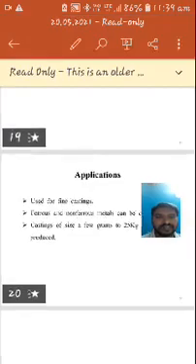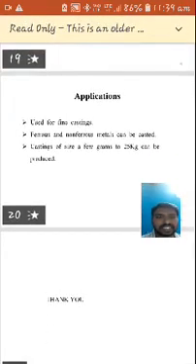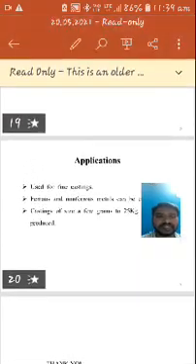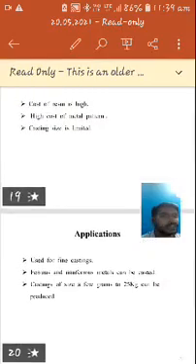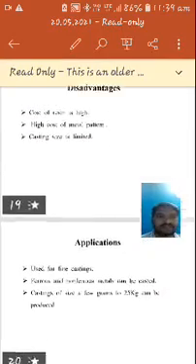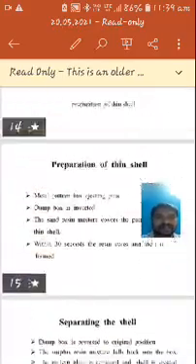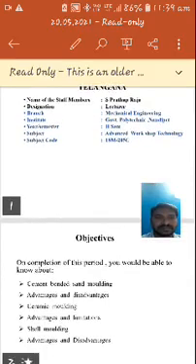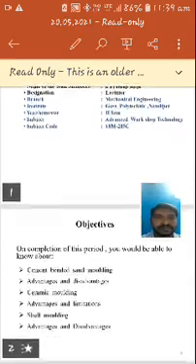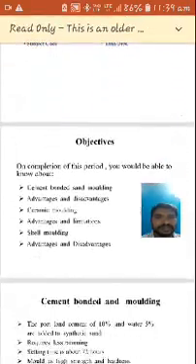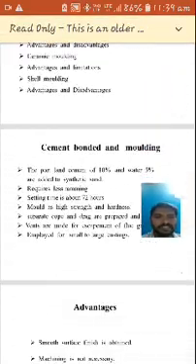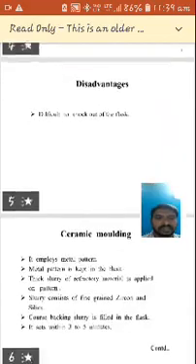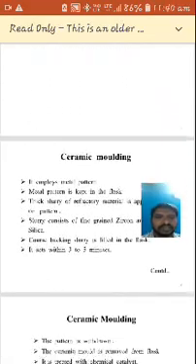In today's class we discussed three molding processes: cement bonded molding, ceramic molding, and shell molding. The name indicates the preparation of a shell. Tomorrow we will discuss another type of molding process, the special casting processes, in the next class.